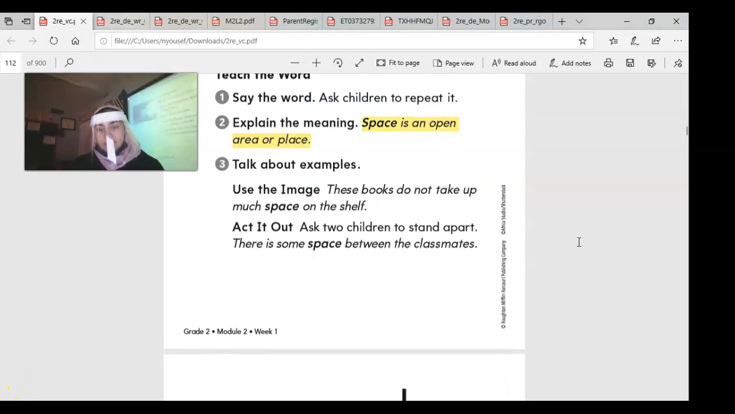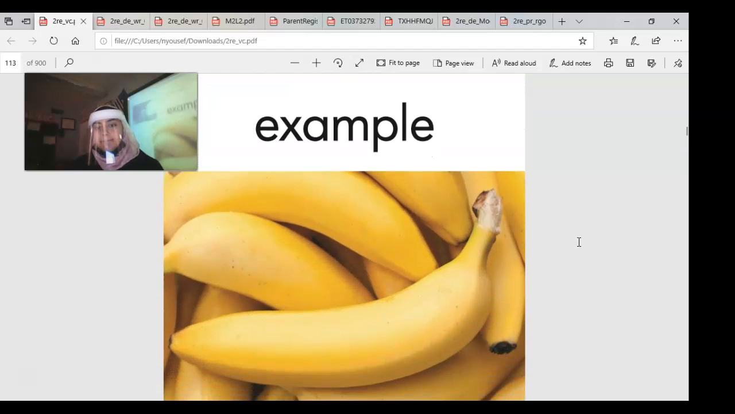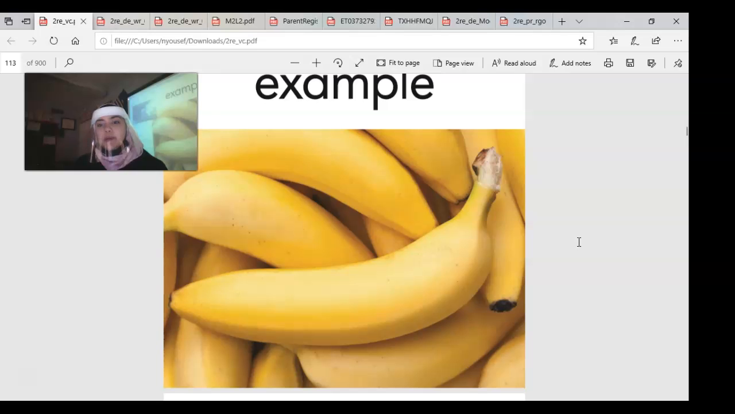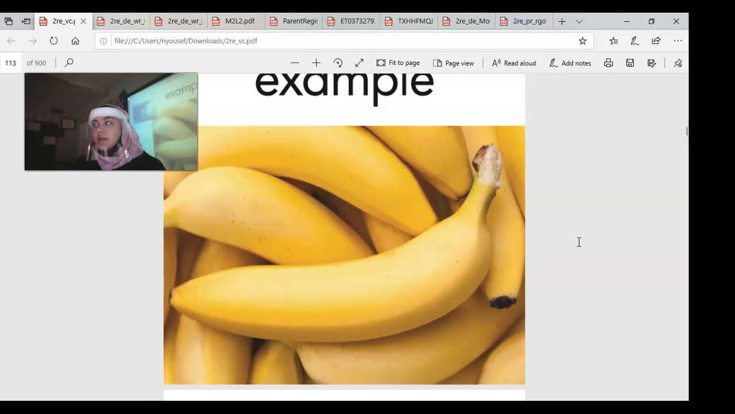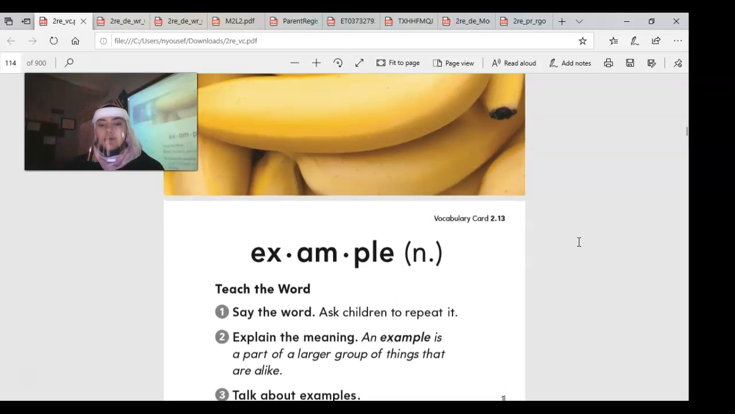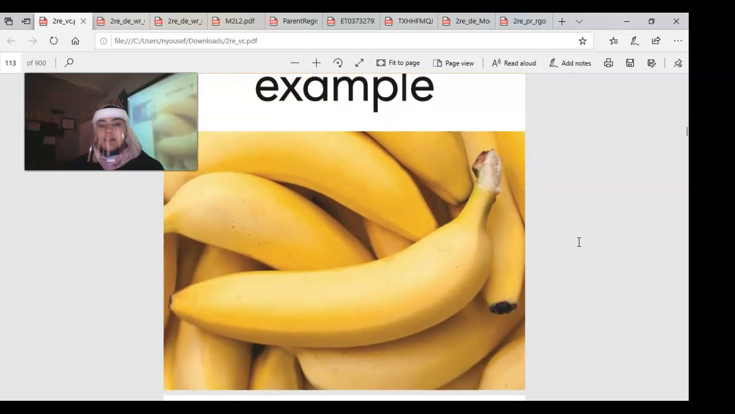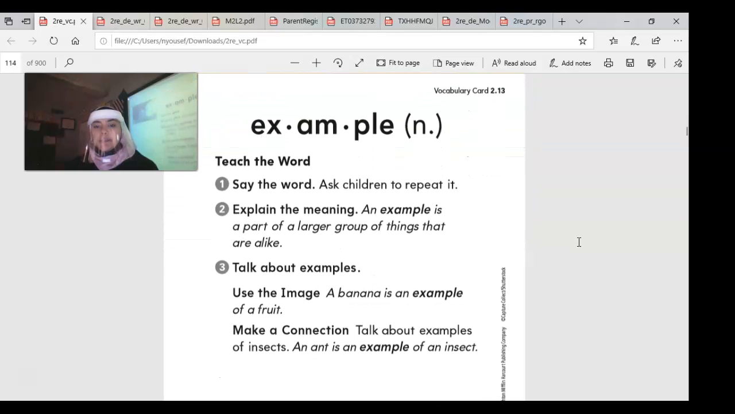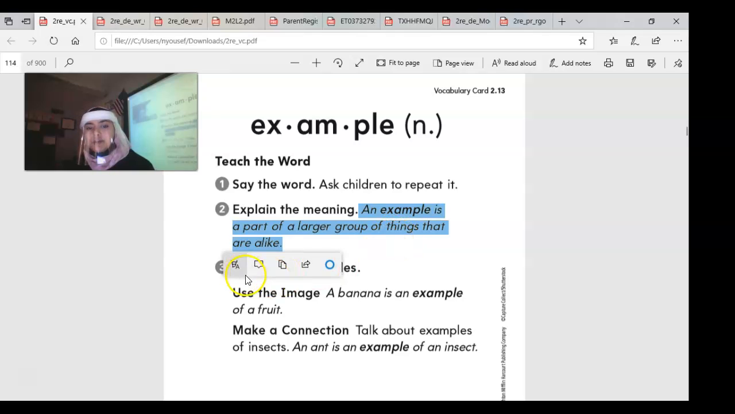Okay, our next word is what? Example. Very good. Let's look here. What is this a picture of? Bananas. Very good. So an example is a part of a larger group of things that are alike. So this is an example of a banana. For example, you're going to write this: an example is a part of a larger group of things that are alike.